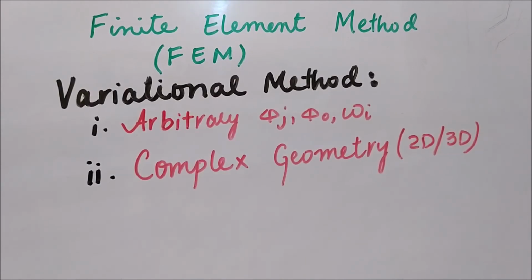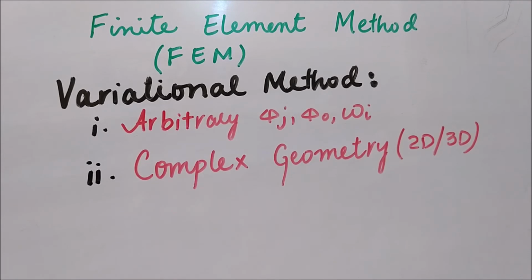The second drawback of this variational method was complex geometry, because so far we have seen a one-dimensional problem or the linear problem, and there was a single rod that we have discussed so far. And if we assume a two-dimensional or three-dimensional geometry, the variational method will not be able to support that kind of geometry, because there is no such method to solve this kind of geometry.